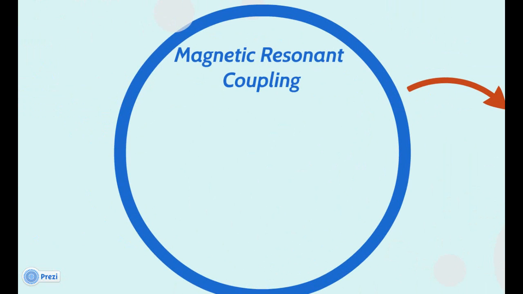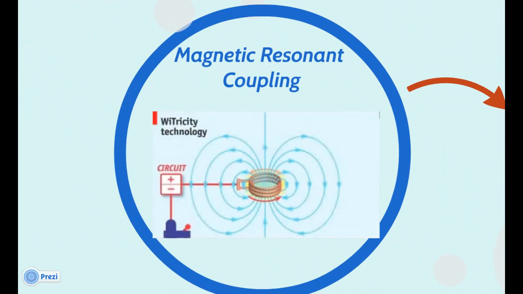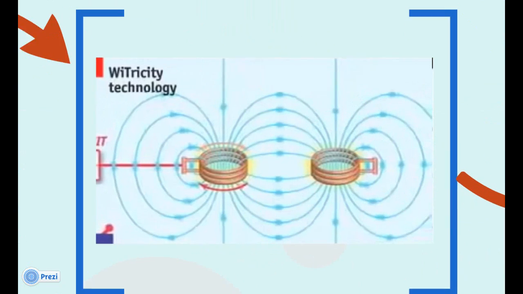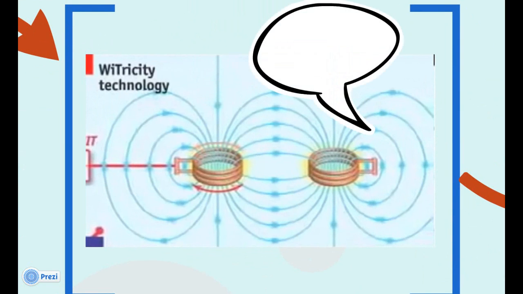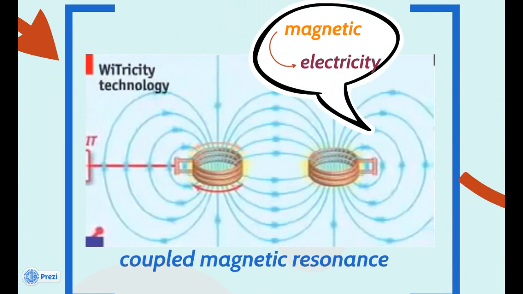The next technique is magnetic resonant coupling. Here is its principle. First, a rapidly oscillating electric current is applied to a coil at a specific resonant frequency. This creates a magnetic field in the region around the coil. Tune a second coil to the same resonant frequency as the source. It will couple by resonating, converting the oscillating magnetic field into an electrical current within the second coil. This response is called coupled magnetic resonance.